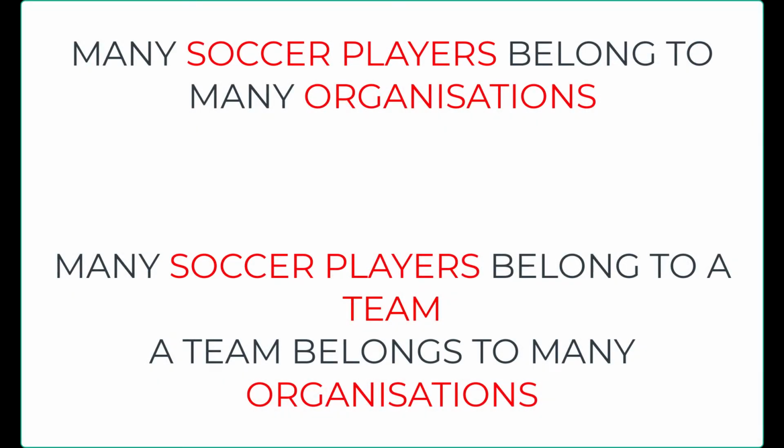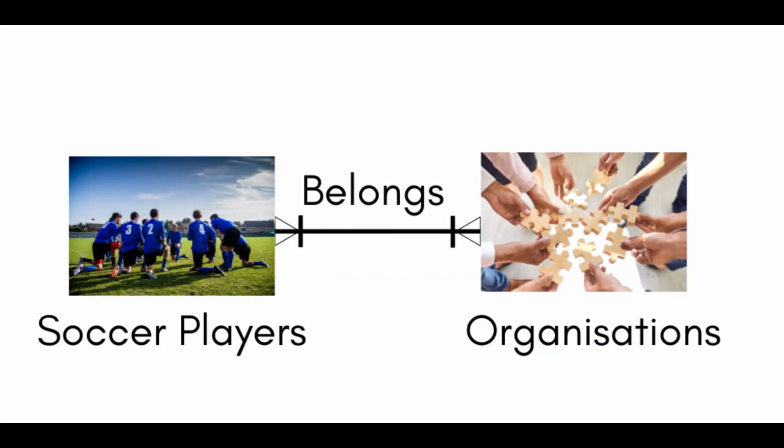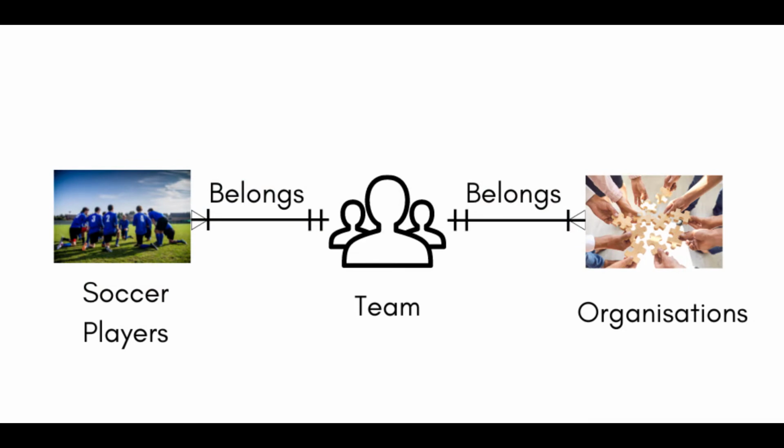So a great example to internalize of a many-to-many relationship would be many soccer players belonging to many organizations. For example, a soccer player may belong to a FIFA organization, or they may belong to some sort of different organization. And this is what we call a many-to-many relationship. If we want to try and split up that many-to-many relationship, what you need to do is create an extra entity. So many soccer players belong to one team, and a team can belong to many organizations.